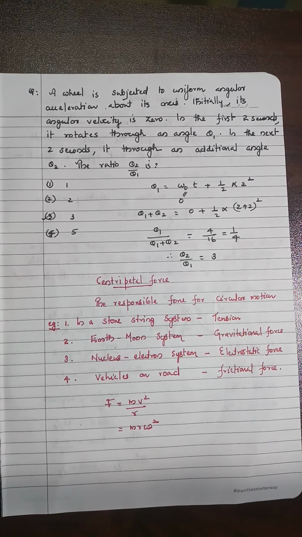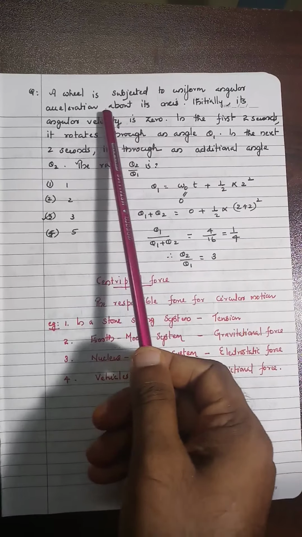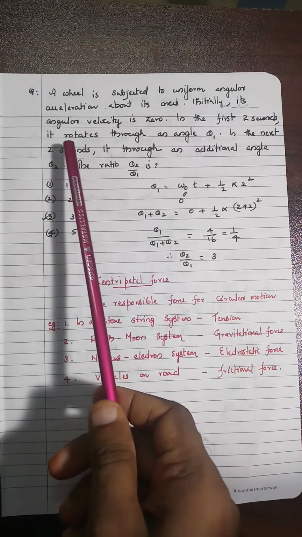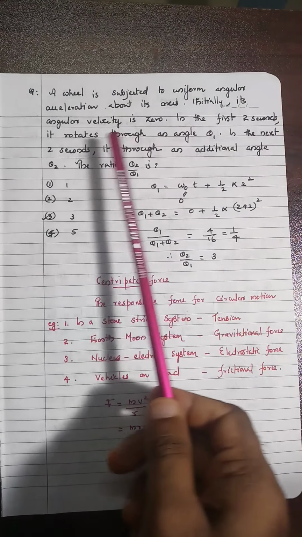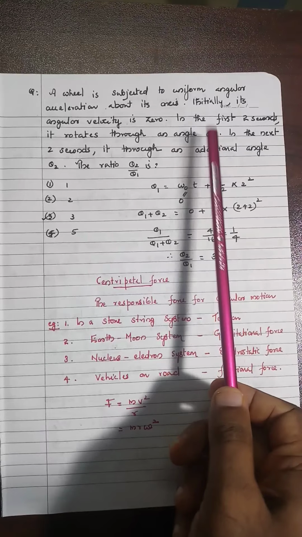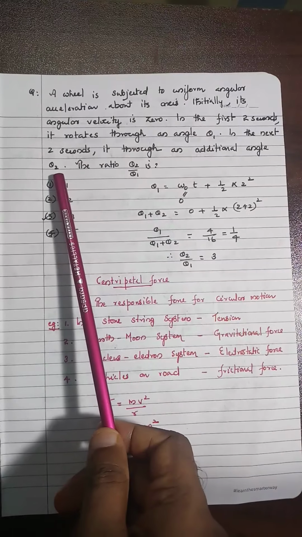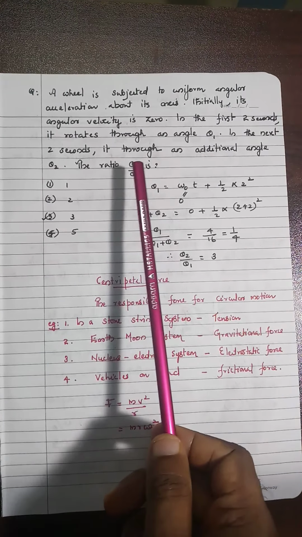While solving problems, you must think of the concepts in terms of linear motion. That type of question is here. A wheel is subjected to uniform angular acceleration about its axis. Initially, its angular velocity is 0. In the first 2 seconds, it rotates through an angle theta 1. In the next 2 seconds, it rotates through an additional angle theta 2. Then the ratio theta 2 by theta 1 is?